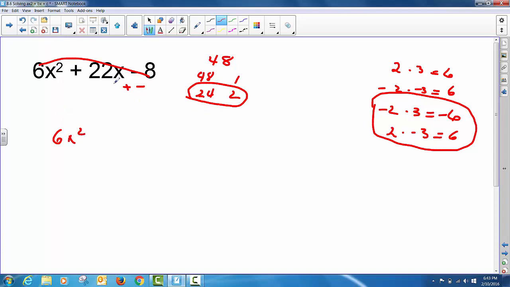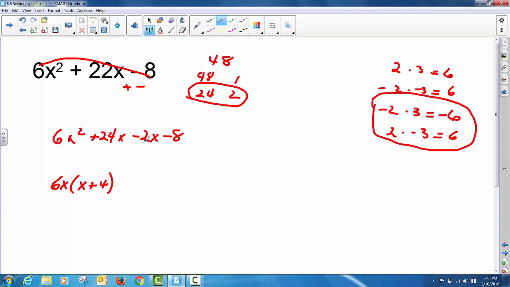Alright, now I told you that this one, this positive sign, tells you that the bigger of these two numbers is going to be positive. So the bigger of the two numbers is 24, so we write positive 24x and negative 2x minus 8. Same thing, the process that we did before. What do these have in common? They have a 6 and an x in common. When you divide 6x squared by 6x, you get x. When you divide 24x by 6x, you get 4.